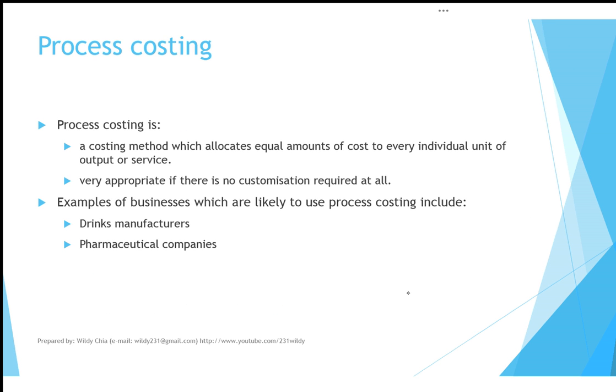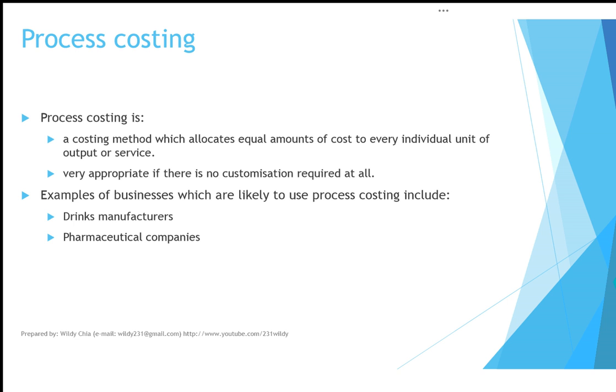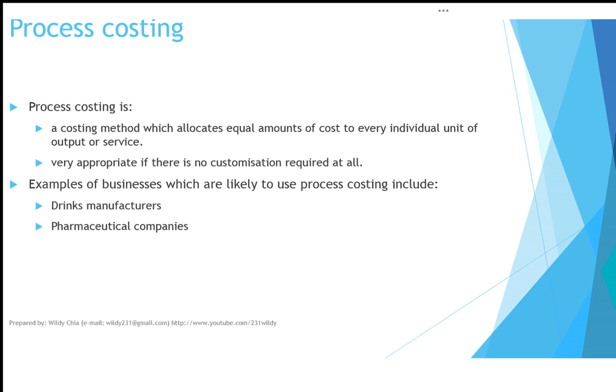Process cost is a costing system that allocates equal amounts of cost to each individual unit of output. So it is very appropriate if there is no customization required. Examples include drink manufacturers and pharmaceutical companies producing drugs, where each unit is exactly the same and there is no customization involved. So then process costing will be used.